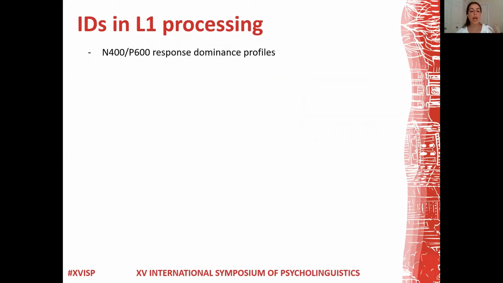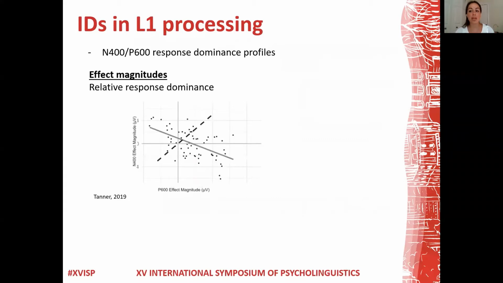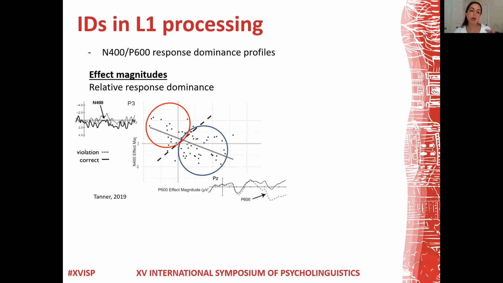So what evidence do we have for this N400 P600 dominance profile? Regarding effect magnitudes, we find differences in the relative size of the ERP effect elicited during grammatical processing. For example, in this graph, each participant is a dot. Participants' P600 magnitudes are represented on the x-axis, and on the y-axis, we have participants' N400 magnitudes. This dashed line represents equal N400 and P600 effect magnitudes. Now, every participant who is above or to the left of that dashed line shows primarily a negative response.